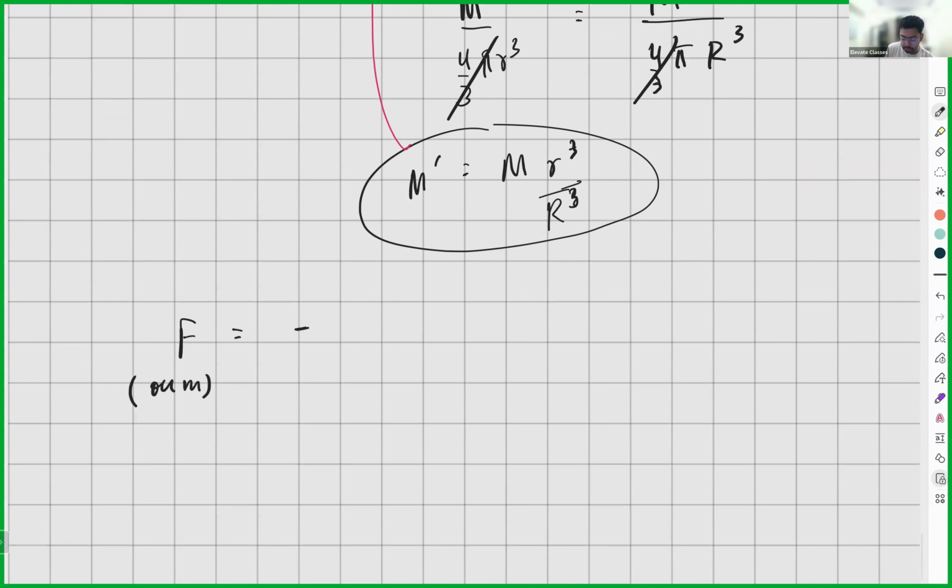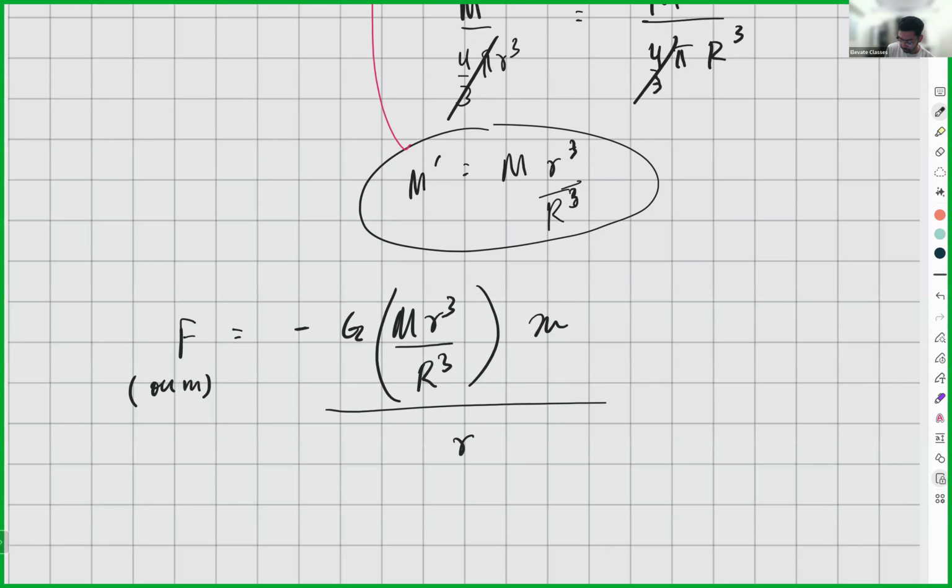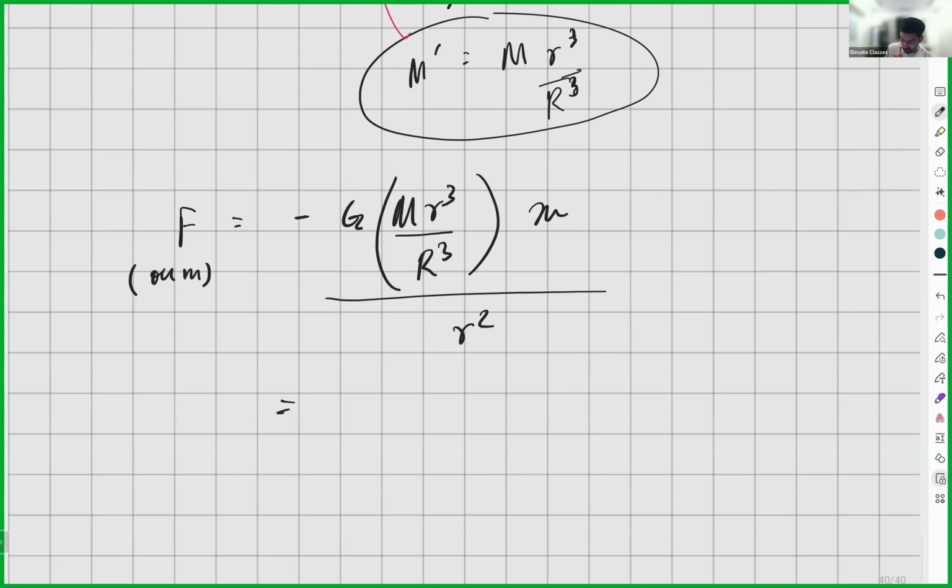Minus G, minus because it is directed towards the center. Outward direction is the positive direction, the radial direction. Inward direction is negative, that is why conventionally we are taking a negative sign. G, capital M, small m, small r cube by capital R cube, this is m dash, divided by r square. So r square gets cancelled with the r cube, and you get minus GMm by R cube into small r. This is the force on m.